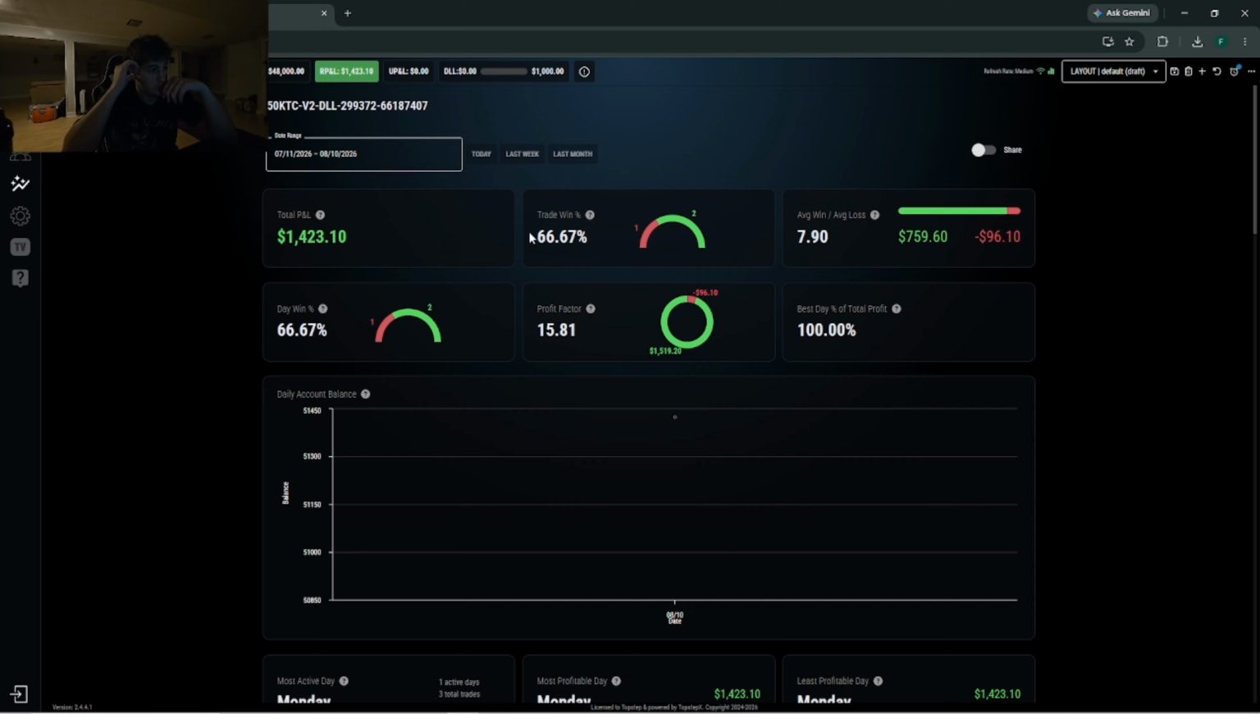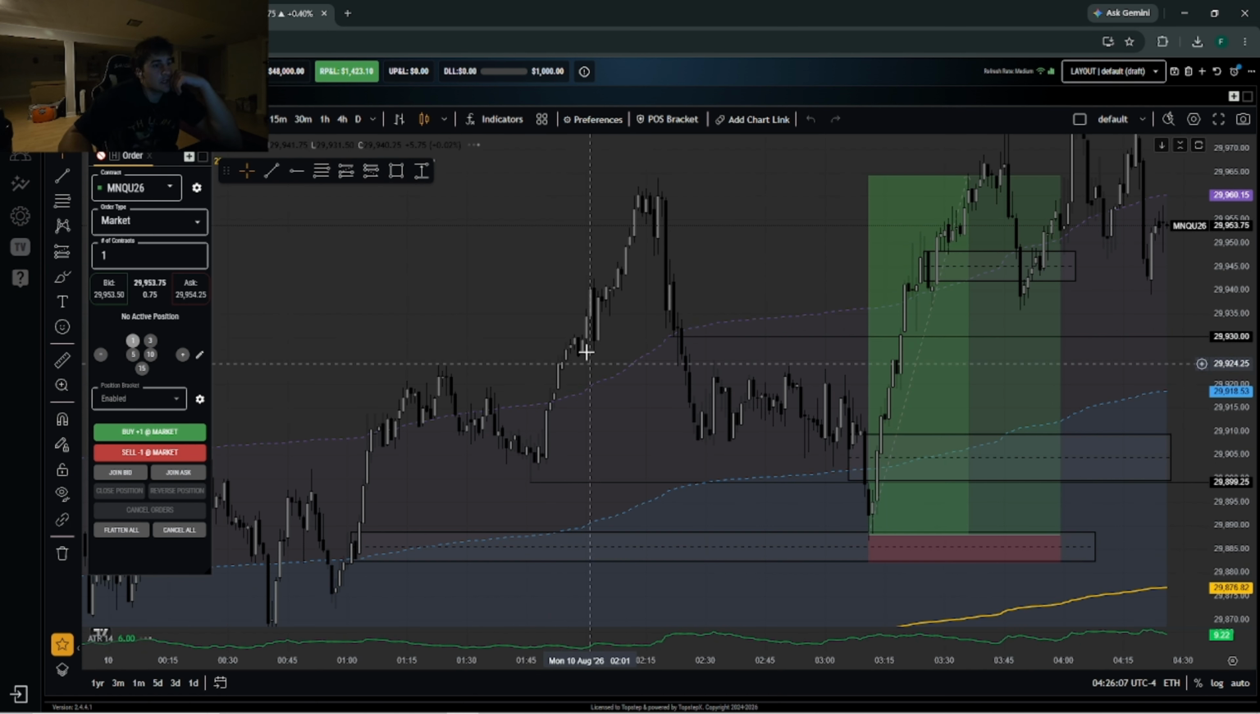So pretty much what this YouTube is going to be for is journaling my trades, recapping my trades, and pretty much everything in between. This is my P&L for right now. Today we're up 1423, and this is the first day on a new account. Let's get into the trade I took.